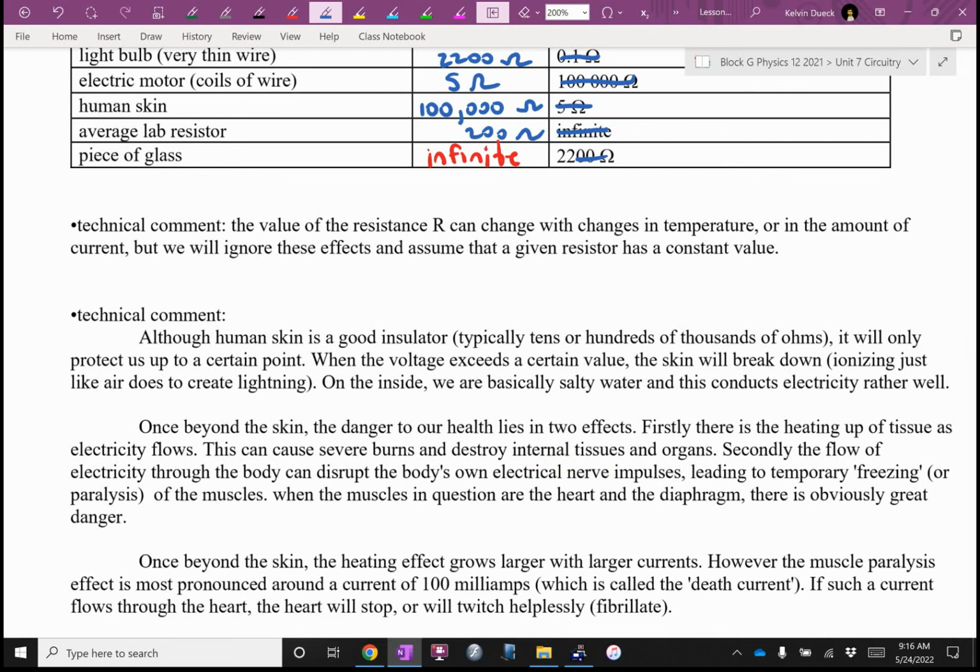But there's a more subtle danger. The body runs on electrical impulses. Your nerves and your organs run on electrical impulses. And so a fairly small current can actually affect your body's ability to control its own muscles. And when those muscles are your heart or your diaphragm for breathing, that's a bad thing.